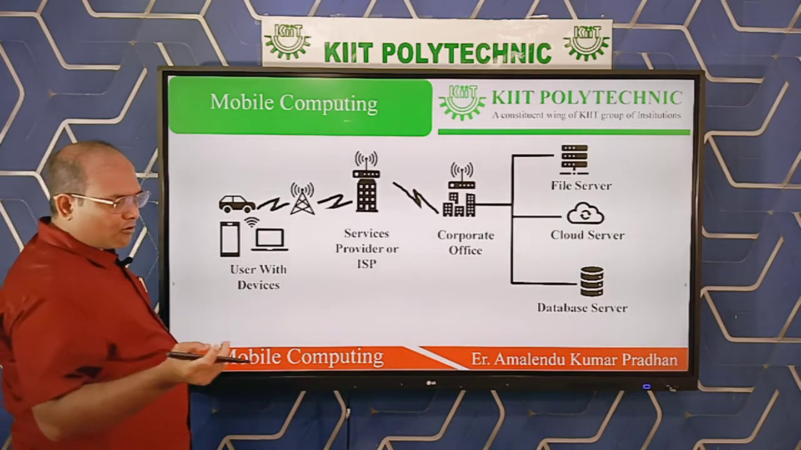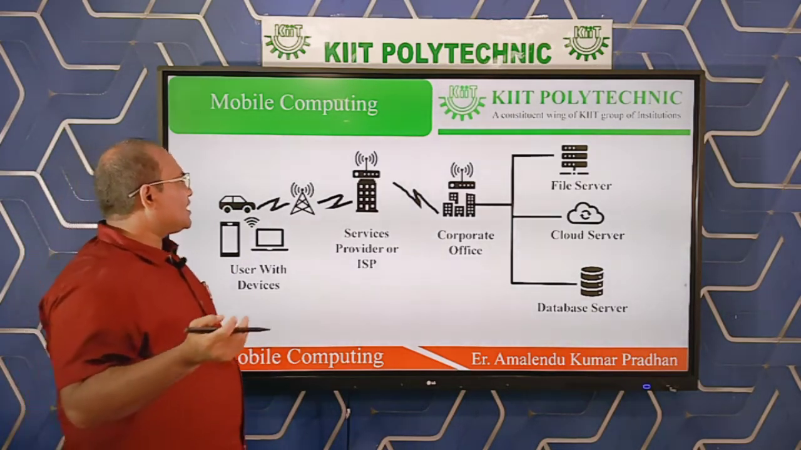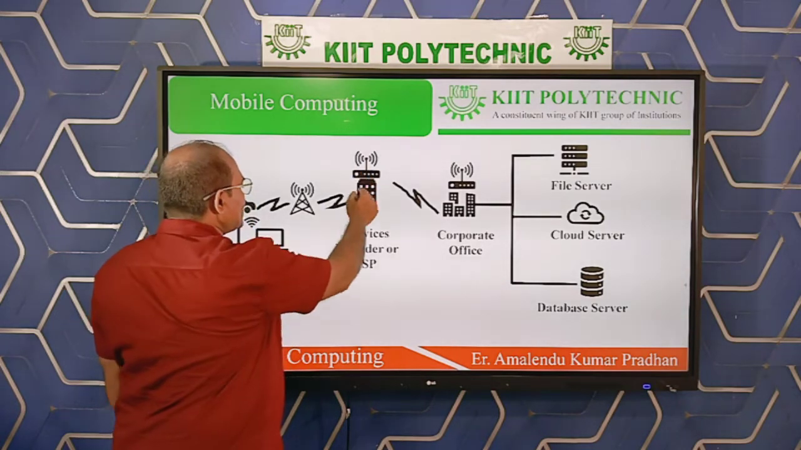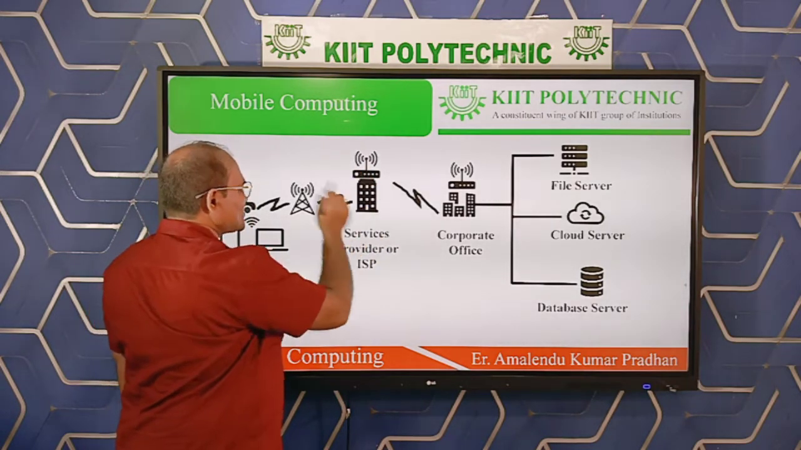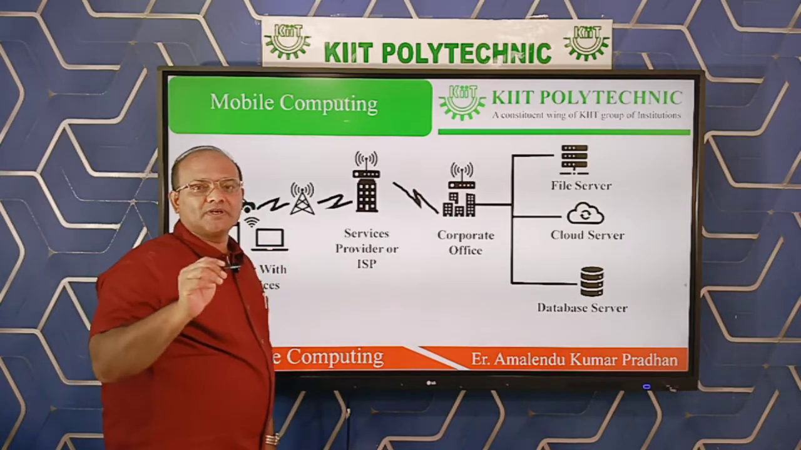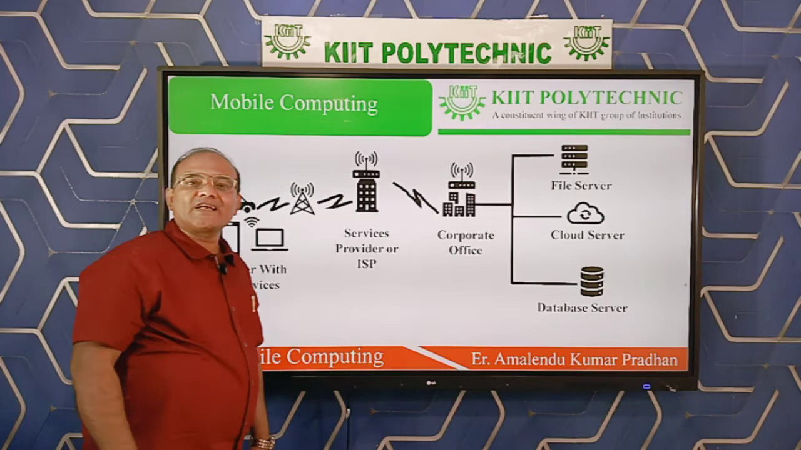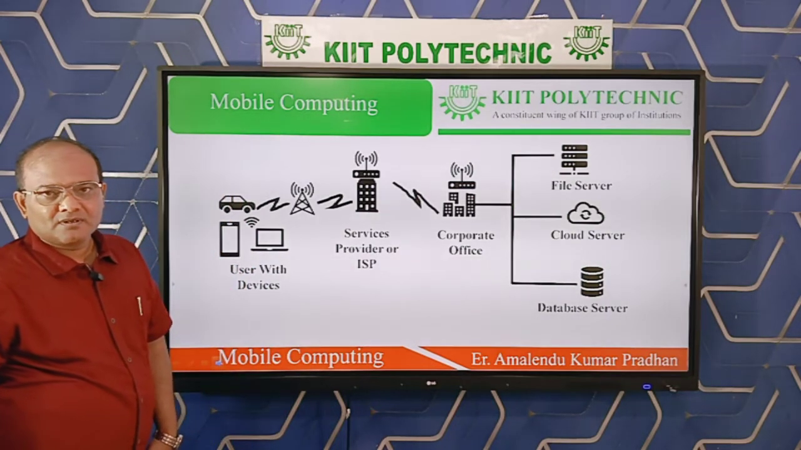So in your cell phone or mobile device, there is a service provider. That service provider is the third party. This is called an internet service provider. Without this third party, we cannot access the internet.